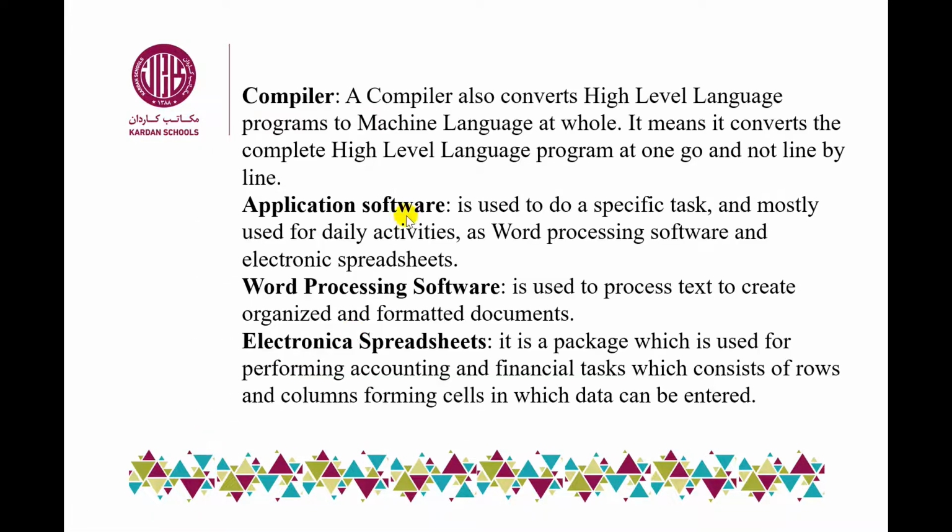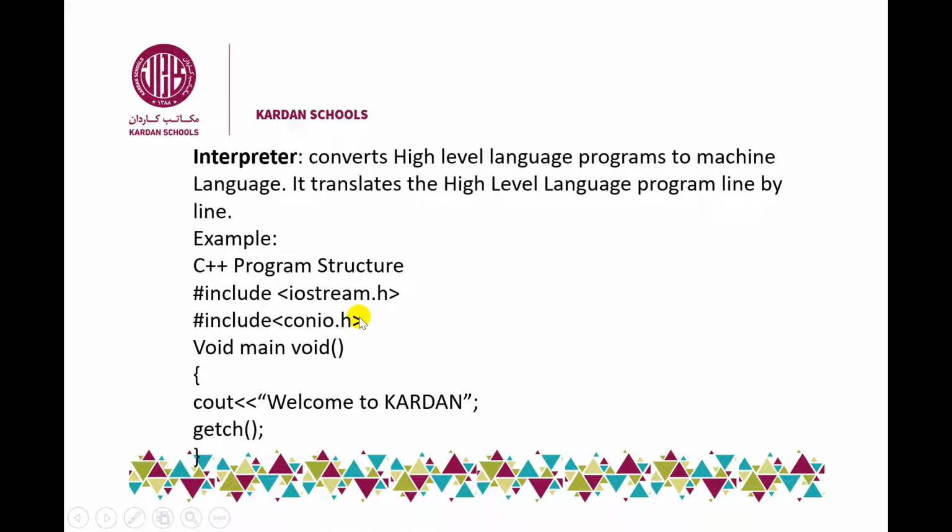So, what does a compiler do? A compiler, the vice versa of an interpreter, converts a high-level language program to machine language as a whole. It means all at once. For example, pretend these are the lines of code, like in the previous slide. The compiler will compile it, I mean all of it. It will translate it all at once. It doesn't translate line by line, because the interpreter translates line by line.